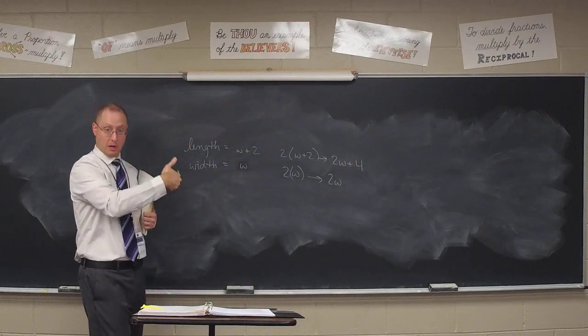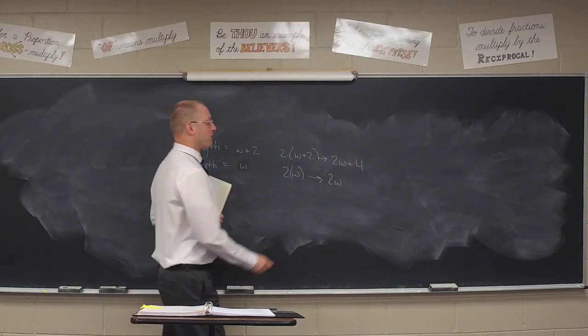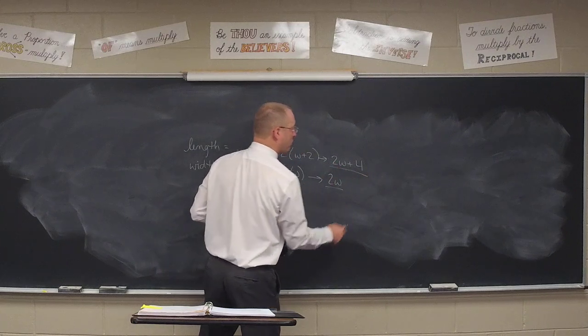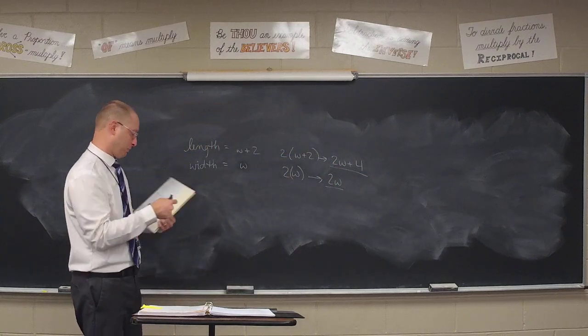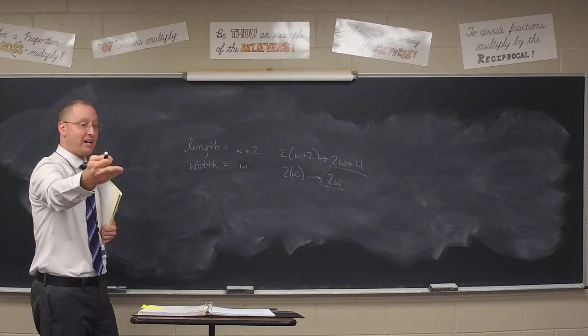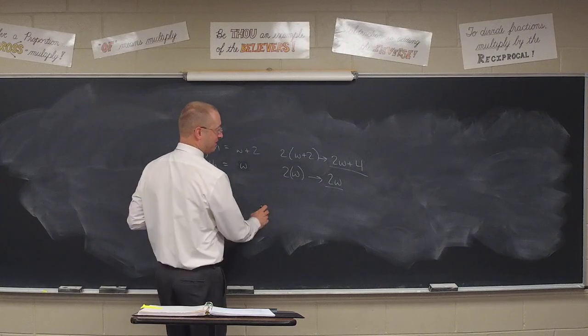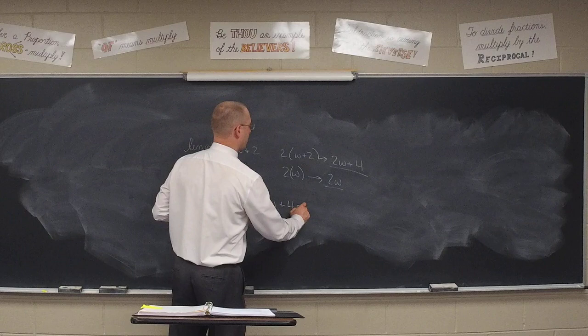W plus 2 plus another W plus 2 be 2W plus 4. And so if I have 2 lengths and 2 widths, add that together to get your perimeter of 20 inches. What's our final equation going to be here, Jalen? 4W plus 4 equals 20.